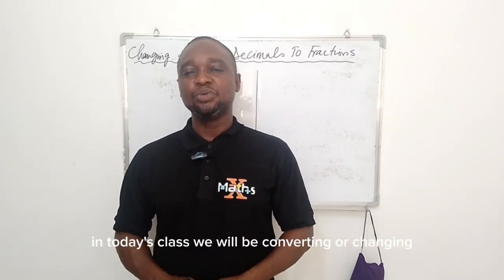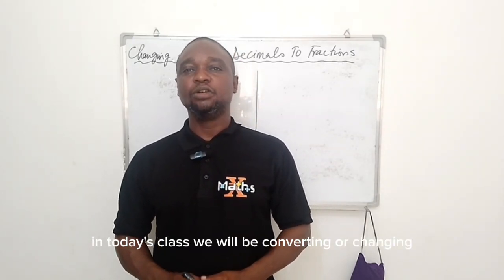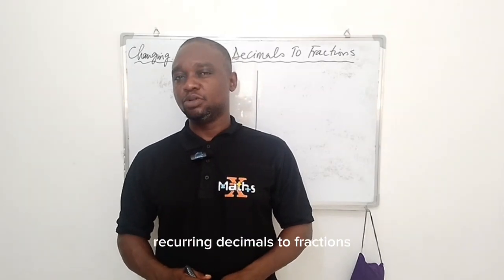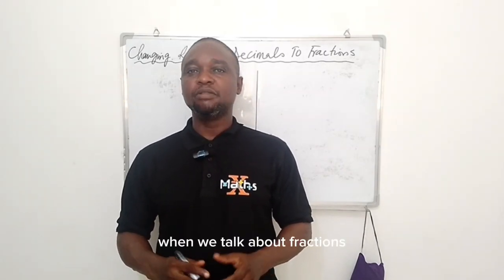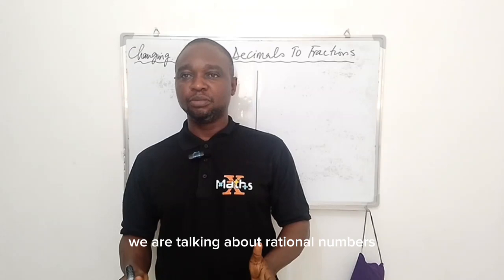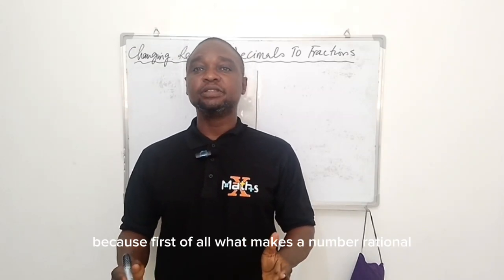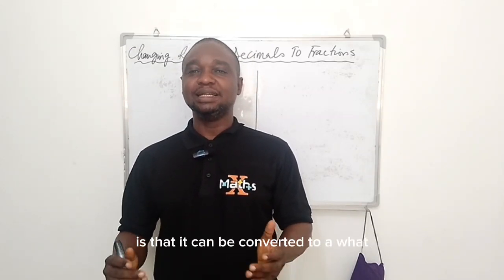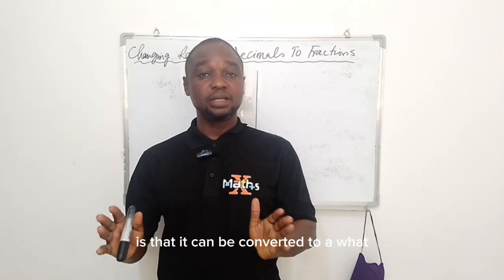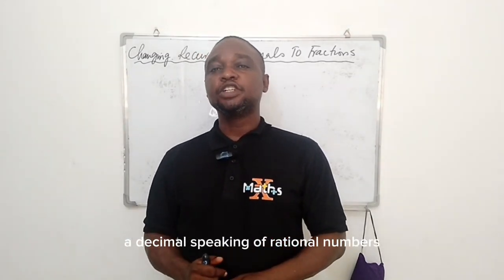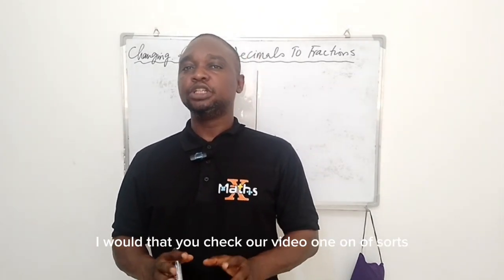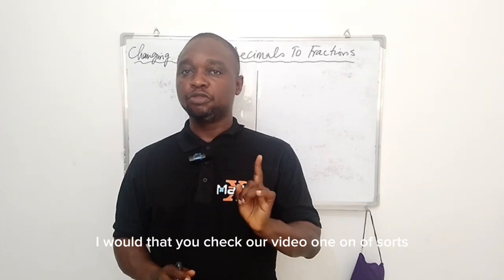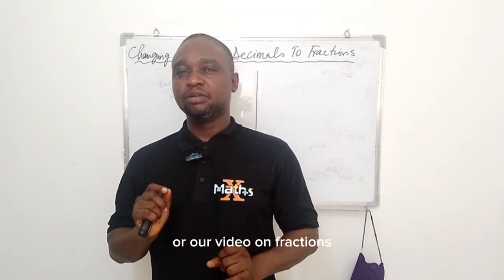In today's class, we will be converting or changing recurring decimals to fractions. When we talk about fractions, we're talking about rational numbers because, first of all, what makes a number rational is that it can be converted to a what? A decimal.